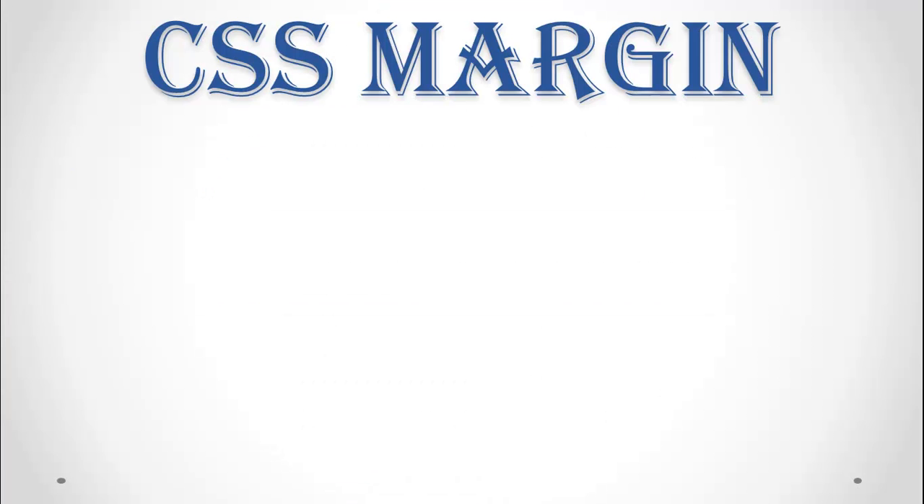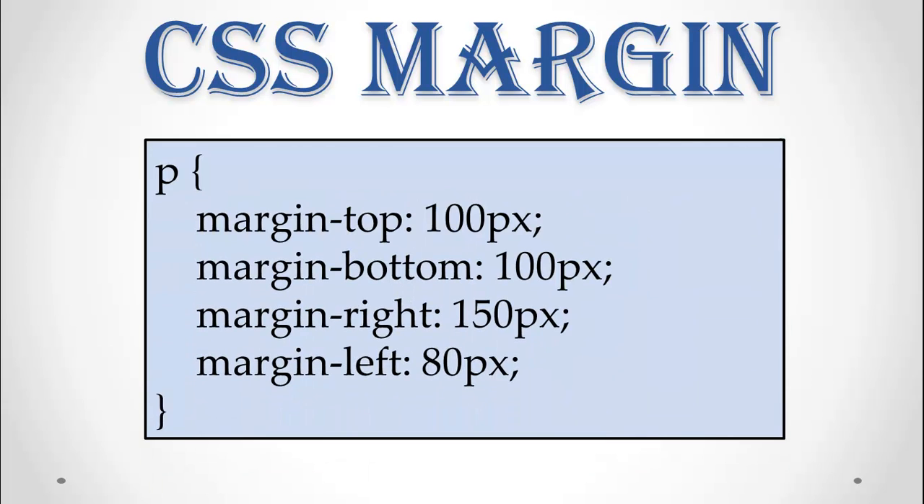Now CSS margin. The CSS margin properties are used to generate space around elements. The margin property sets the size of the white space outside the border. With CSS, you have full control over the margin. There are CSS properties for setting the margin for each side of an element: top, right, bottom, and left.